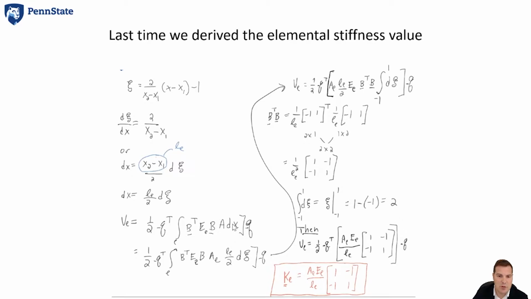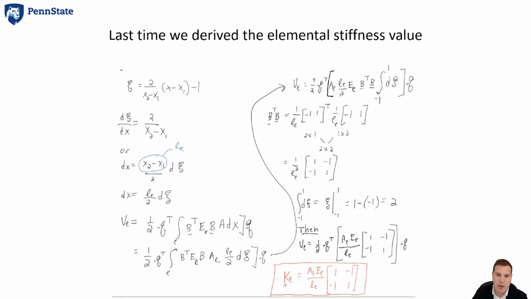and then we could substitute this dx. We could put in d psi in there. So that allowed us to write an equation like this, and then we integrated B transpose B. We computed that, which gave us 1 over LE squared, and then a square matrix with 1s and -1s in it. We did the integral over d psi from -1 to 1. That's our master element. So by introducing this transformation, we were able to put it into master element space, if you will.